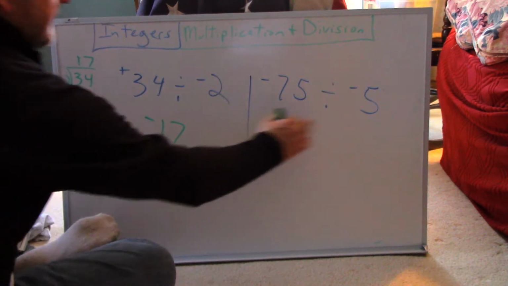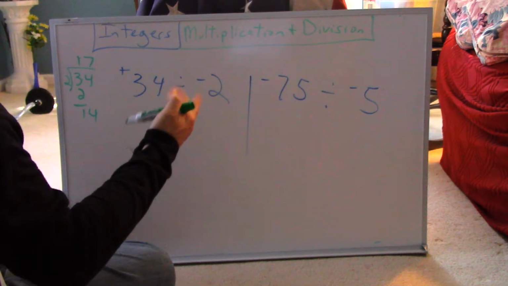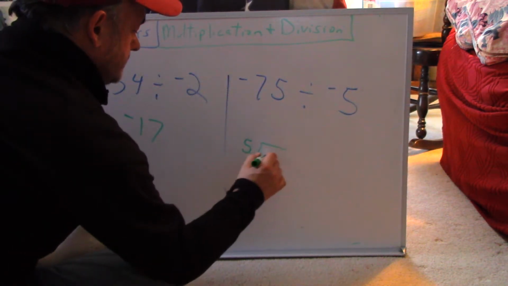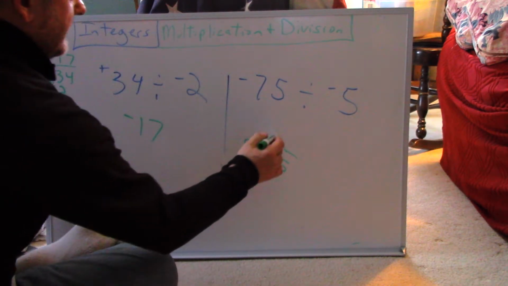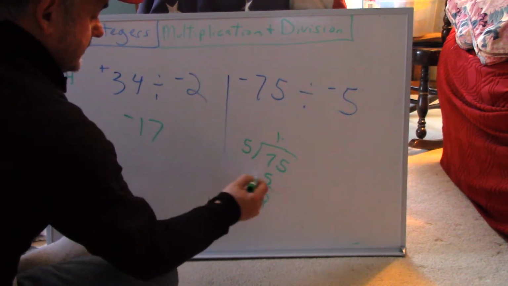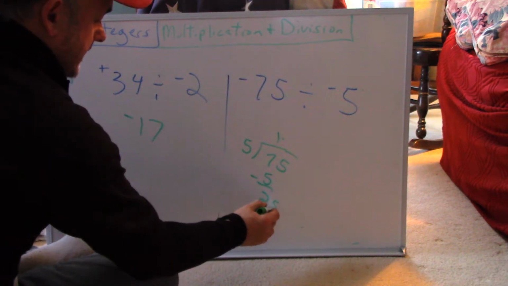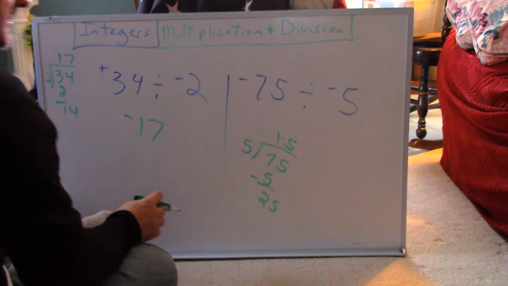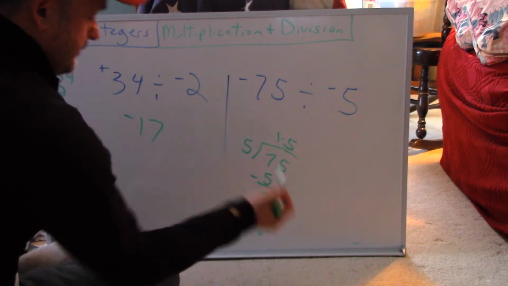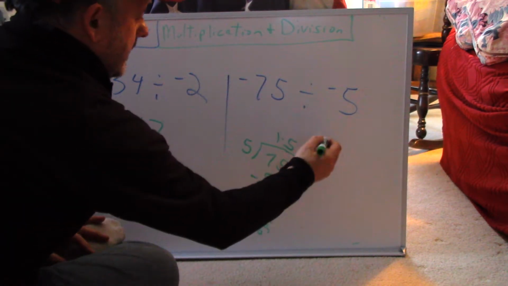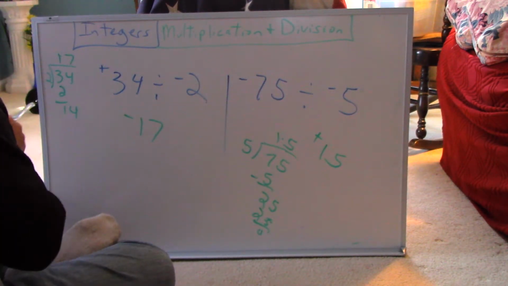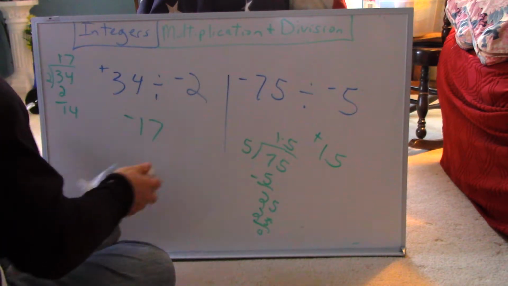Okay? 75 divided by 5. So we could do that out too. 5 into 75. 5 into 7 is 1. 1 times 5 is 5. Drop down, it's 2. Subtracting, of course. Bring down the 5. That's another 5. So it's 15. 5 into 25 is 5. And it's 0. So it's 15, but they're both negative, so it's positive.